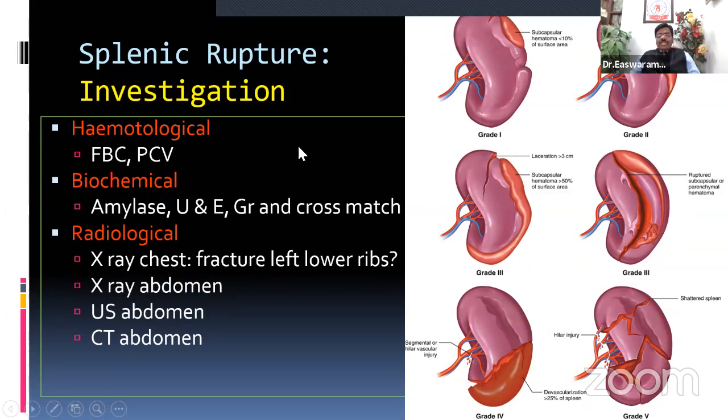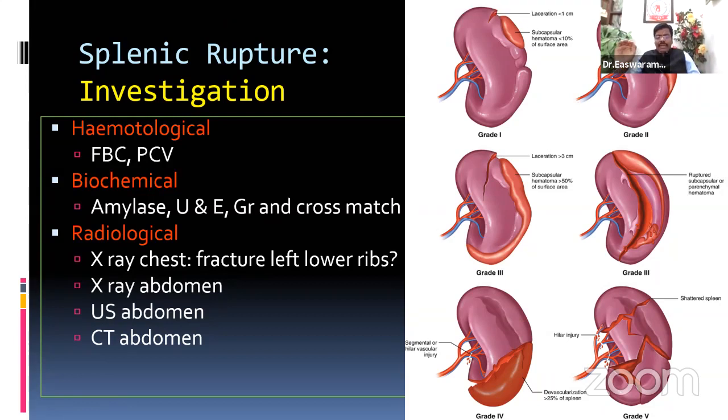And any investigations, I have told you a number of times, always write hematological, biochemical, radiological. Why biochemistry, amylase? Because the spleen is very closely related to the pancreas. In splenic injury, the patient may have pancreatic injury, and amylase may be raised. The patient requires blood, so group and cross match all patients with polytrauma. X-ray chest we do in all cases; fracture of the 9th, 10th, 11th ribs can be there. X-ray abdomen can show some sentinel loop or abnormal gaseous shadow in the left upper quadrant. But what is important is ultrasound and CT.